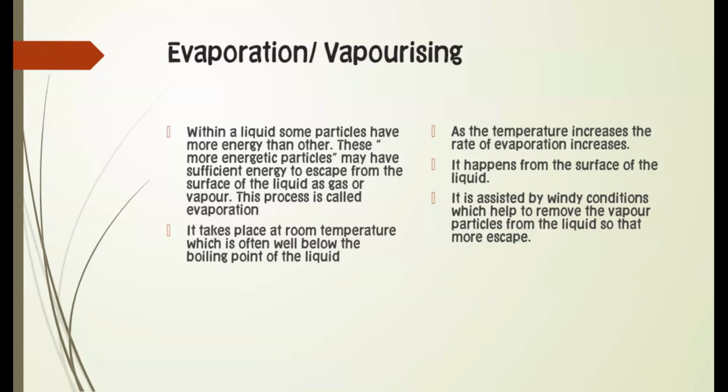Within a liquid, some particles have more energy than others. These more energetic particles may have sufficient energy to escape from the surface of the liquid as gas or vapor. This process is called evaporation. It takes place at room temperature, which is often well below the boiling point of the liquid. As the temperature increases, the rate of evaporation increases. It happens from the surface of the liquid. It is assisted by wind conditions, which help to remove the vapor particles from the liquid so that more escape.